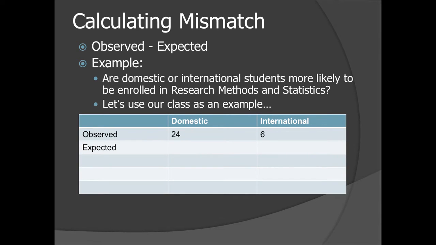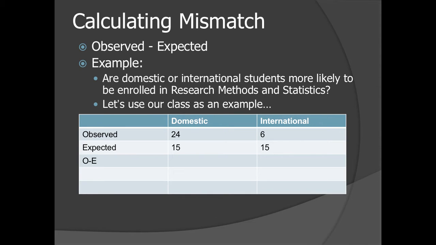So in our class, we have 24 domestic students and 6 international students. If we're comparing it to the idea that there's an equal number of domestic and international students, we have 30 students in the class, so we would then expect there to be 15 domestic students and 15 international students if it was equally distributed, right? We would expect half for each category. But what we observed are actual data that we collected. There are 24 domestic and 6 international students.